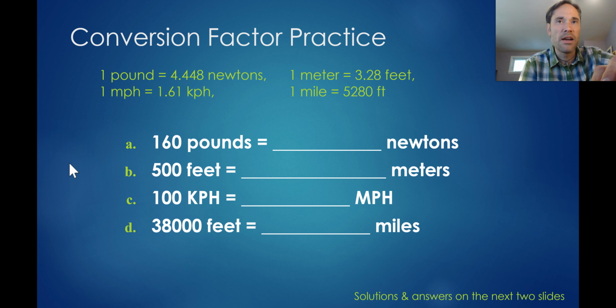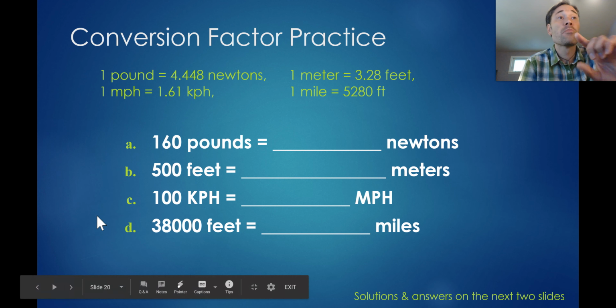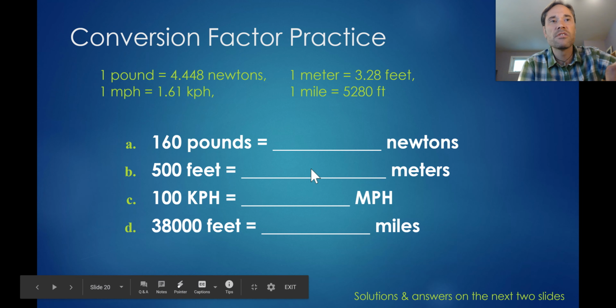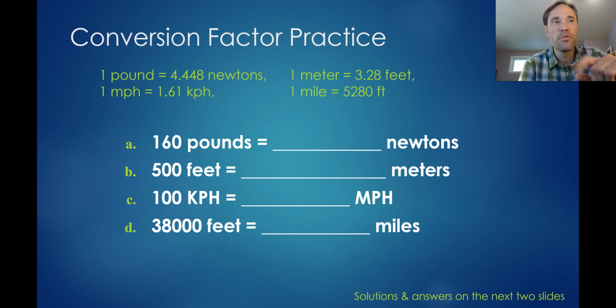So we can make some conversions going from one to the other. I suggest that right now, if you understand how to set these things up, you give this a try on your own and see if you can come up with how many newtons, meters, miles per hour, and miles are these varying amounts based on the information. I'm going to go ahead and walk through each of these in just a moment, but if you try them on your own, you'll actually learn more, I promise.